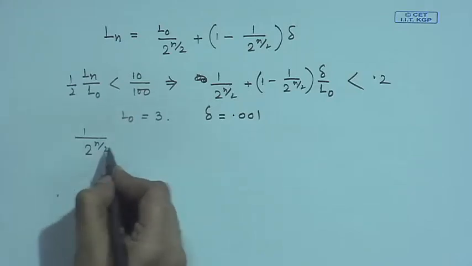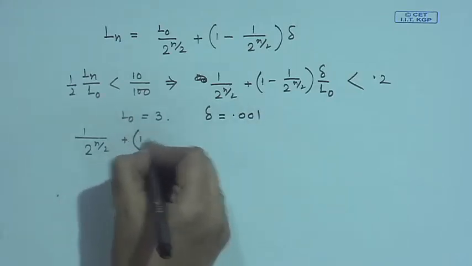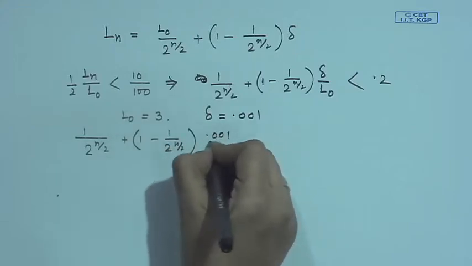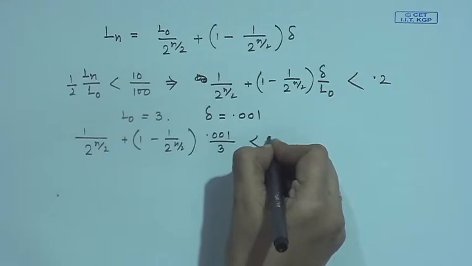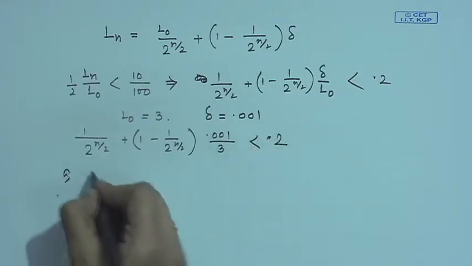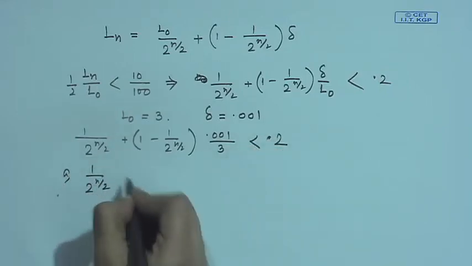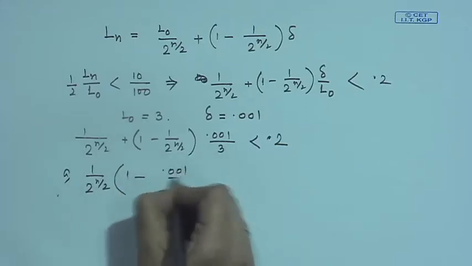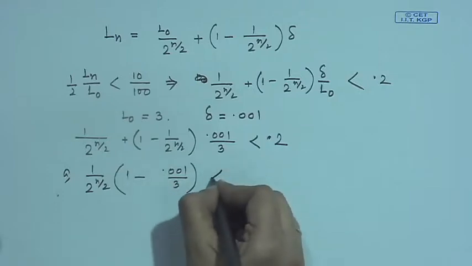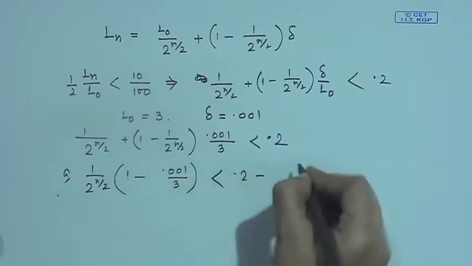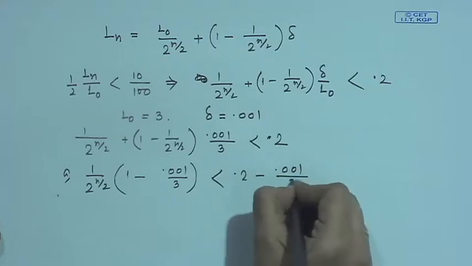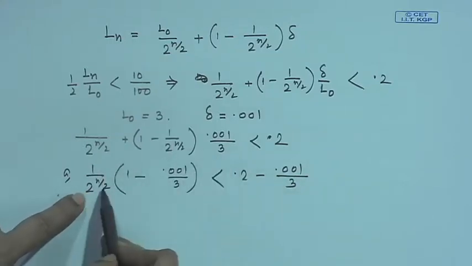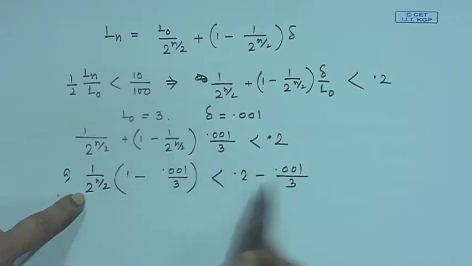Just you see, I will put 2 to the power n by 2 plus 1 minus 2 to the power n by 2 into 0.001 divided by 3 less than 0.2, or 1 by 2 to the power n by 2, if I just take common, then 1 minus 0.001 by 3 is less than 0.2 minus 0.001 by 3. Am I right? Because I have just taken 1 by 2 to the power n by 2 common from here, and this is going there.